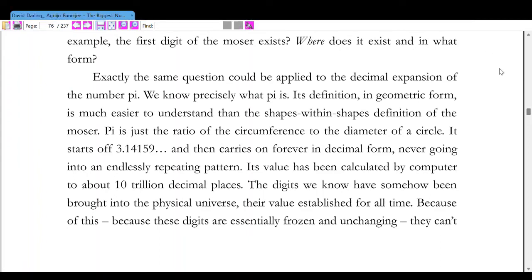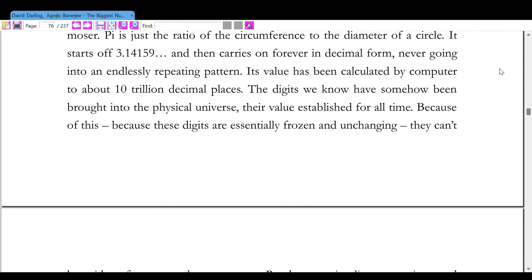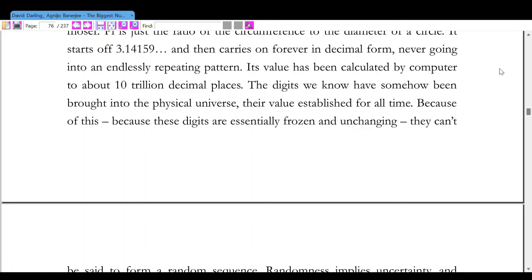Exactly the same question could be applied to the decimal expansion of the number pi. We know precisely what pi is, its definition in geometric form. It is much easier to understand than the Moser. Pi is just the ratio of the circumference to the diameter of a circle. It starts off 3.14159 and carries on forever in decimal form, never going into an endlessly repeating pattern. Its value has been calculated by a computer to about 10 trillion decimal places.